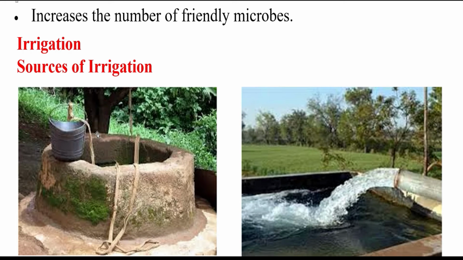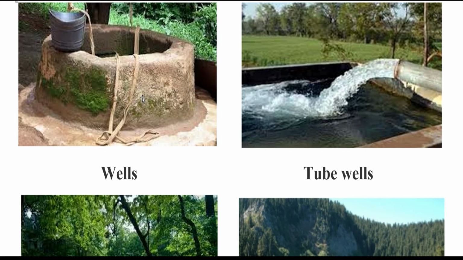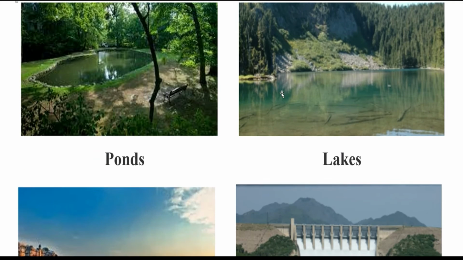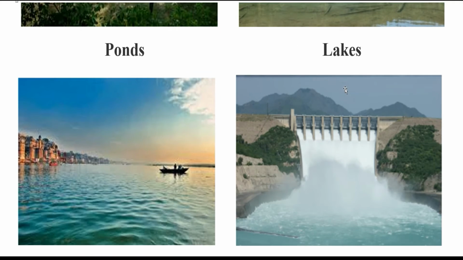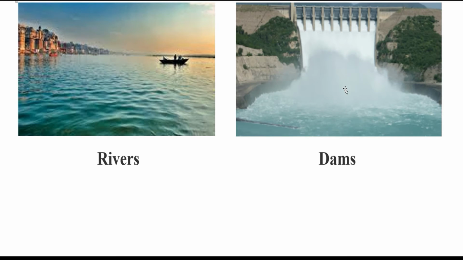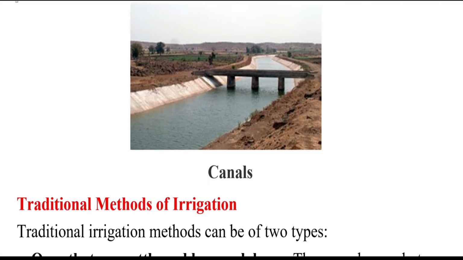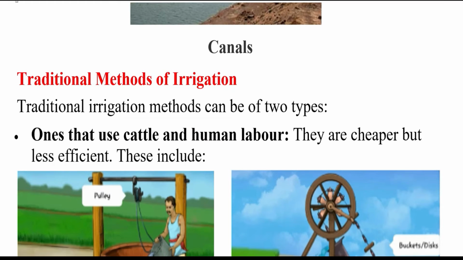And the next process is irrigation. The sources of irrigation are wells, tube wells, ponds, lakes, rivers and dams. At last we have canals. So we have traditional and modern methods.